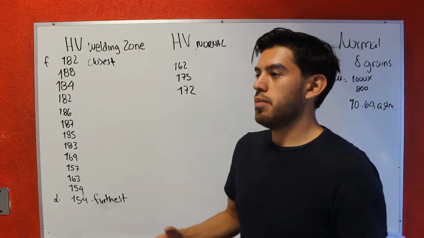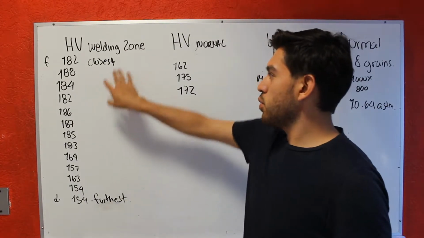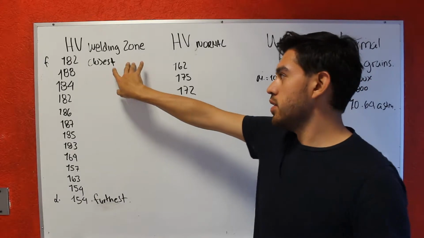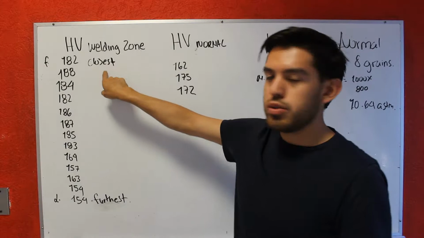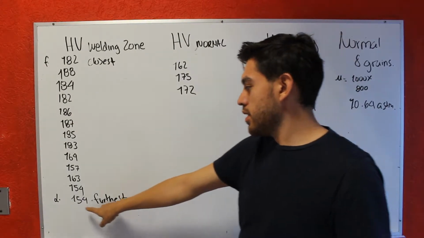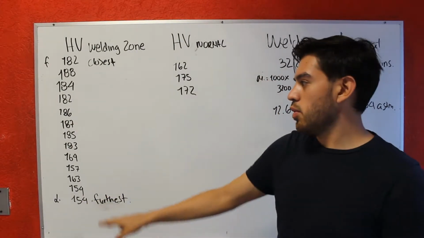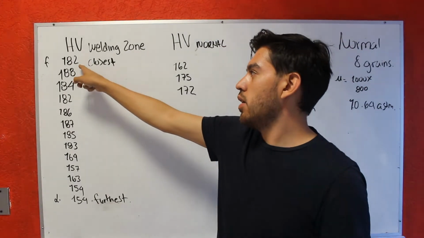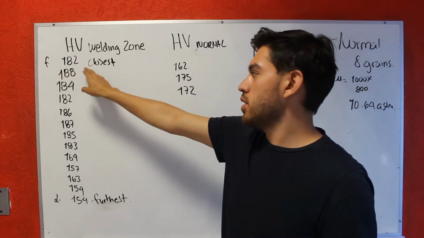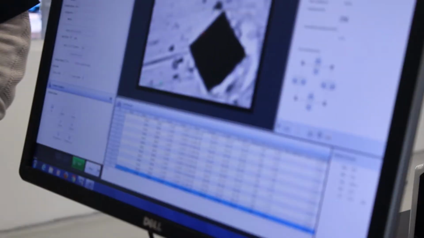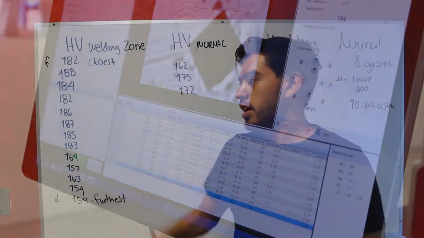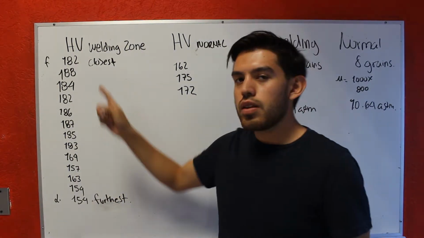After all the procedures, we obtained some data that help us conclude what happened in this practice. First, we have the Vickers test we did in the welding zone. This is the first one, and it's the closest to the welding zone, and this is the last one, the furthest from the welding zone. Here we got a hardness of 182, and here 154. We can see that the hardness reduces as we get further from the welding zone.